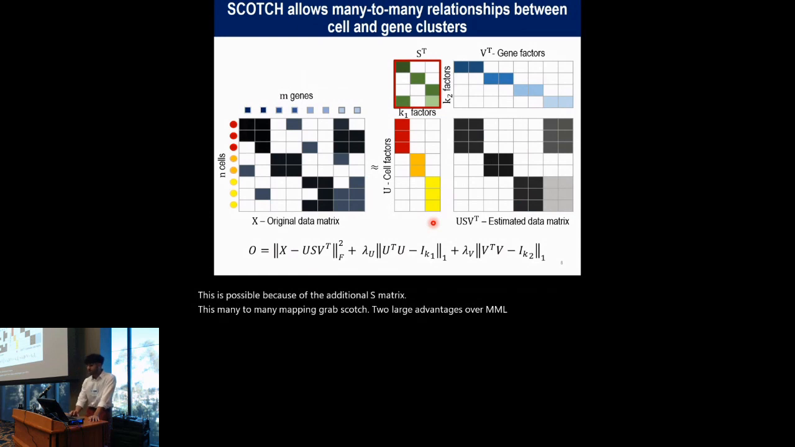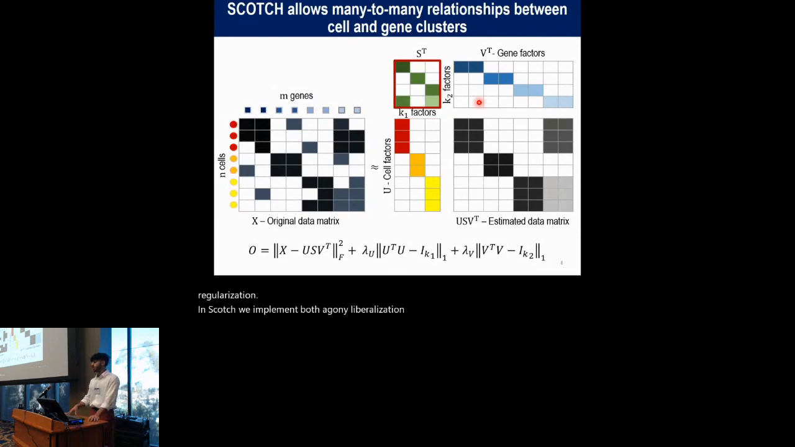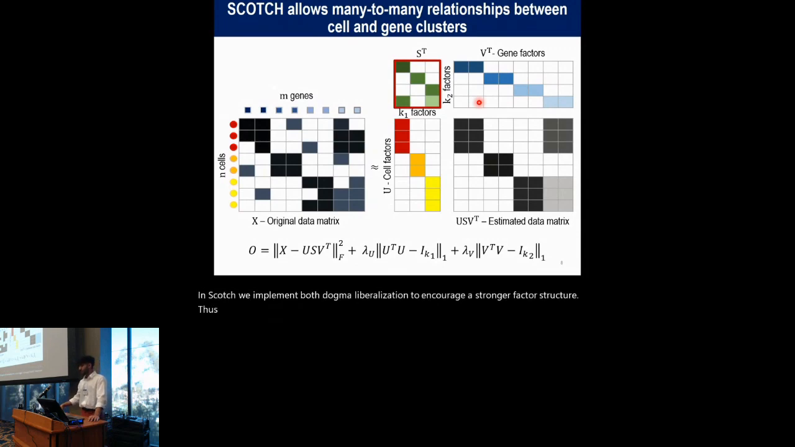First, we can choose different numbers of factors for both spaces, indicated by K1 and K2. Second, we can regularize both the cell and gene space simultaneously. This is not possible in NMF as it leads to over-regularization. In Scotch, we implement orthogonal regularization to encourage a stronger factor structure. Thus, U gives us the cell representation, V gives us the gene representation, and S tells us how they interact.